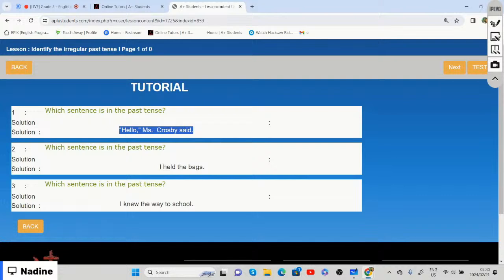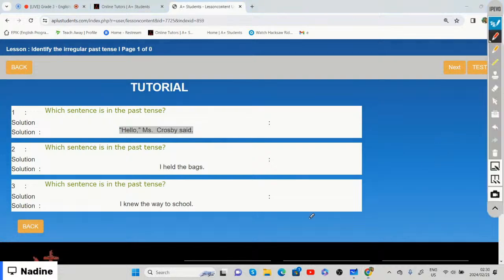All right. And if we identify the past tense verb within the first one, then we can say it is said. So said is our irregular past tense verb, right? So well done.